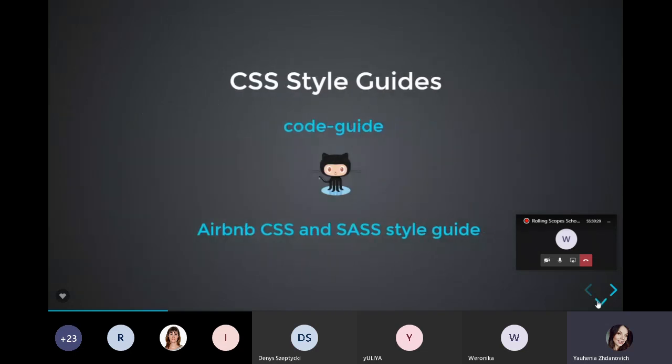So next one is the CSS style guides. I attached two. The very first one is also in Polish, if someone is interested. And Airbnb, it's a standard.